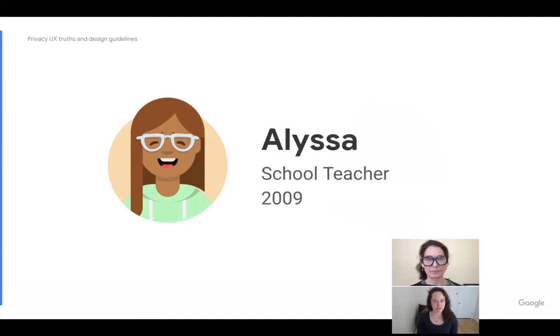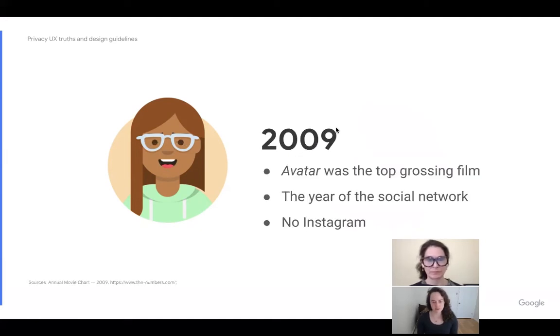So I'd like to start by introducing you to Alyssa. Alyssa is a school teacher living back in 2009. So think back to 2009. What were you doing back then? How were you thinking about privacy? And keep in mind, in the United States in 2009, Avatar was the highest grossing film. PC World magazine called 2009 the year of the social network, but Instagram didn't even exist yet.